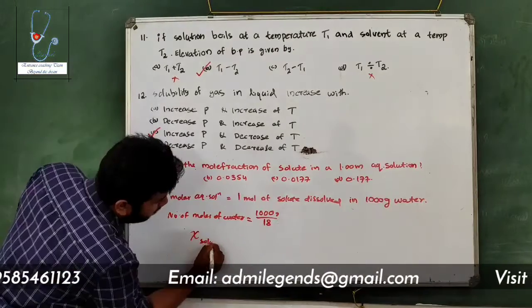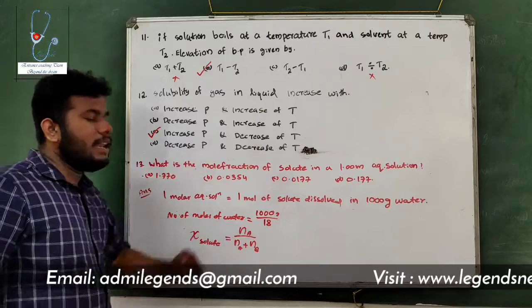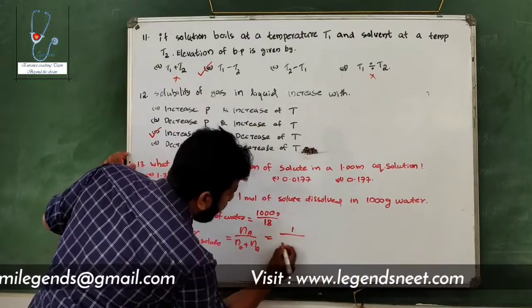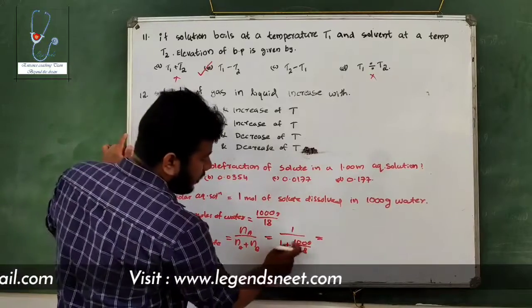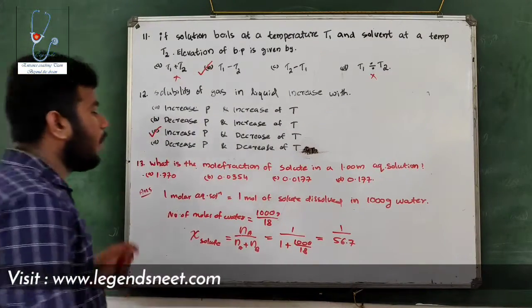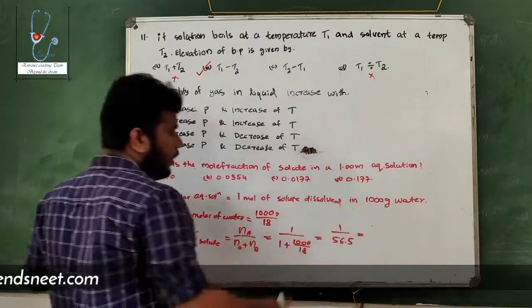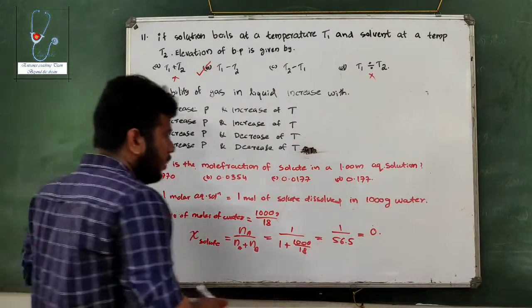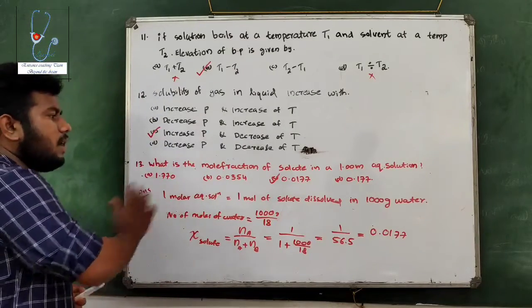Then mole fraction of solute, we have the equation Na divided by Na plus Nb, where Na is the number of moles of solute. One molar aqueous solution is 1 mole of solute. So it is 1 divided by 1 plus 1000 divided by 18, which is about 1 by 56.5. Using some tricks to calculate, the value is 0.0177. So the answer is option C. Very simple question to find out mole fraction.